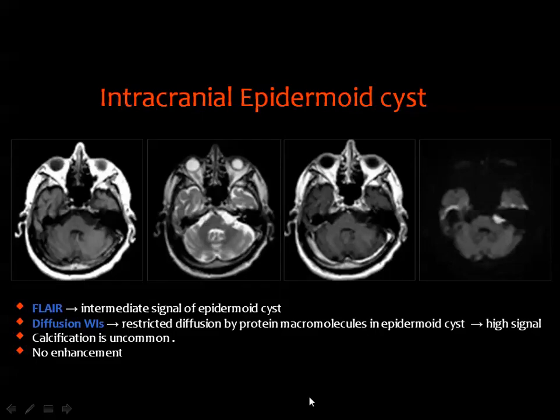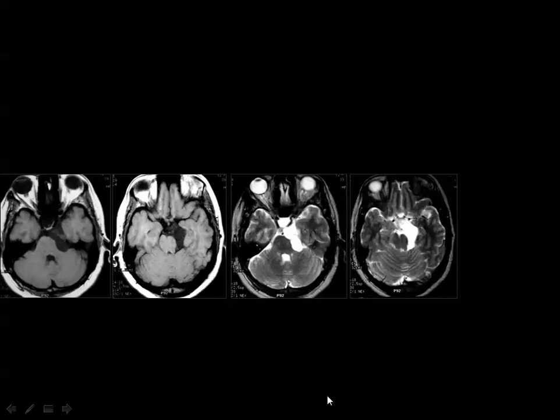And here is a small epidermoid cyst occurring at the left cerebellopontine angle region, and you can only see this cyst in the diffusion weighted images, because in the T1 it is almost similar to the CSF, also in the T2, and after contrast enhancement it will not enhance. Then the diffusion weighted image will show the cyst with restricted diffusion, as you can see.